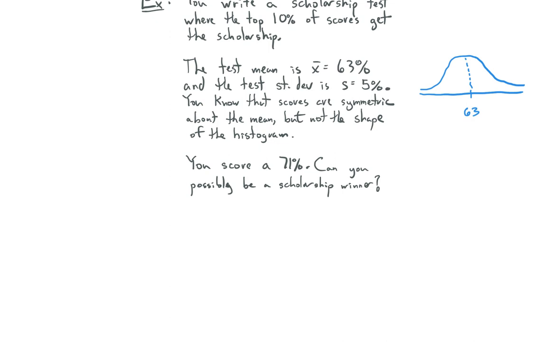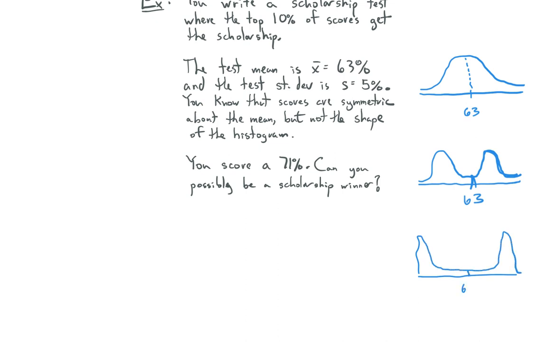But you're not told about the shape, so maybe it looks like this. Could look like that. There's 63 roughly. And I'm trying to draw these like a mirror image. That's what I'm going for here. Or maybe it looks even wonkier. Maybe it looks like this. Who knows? We don't know. But we do know that it's symmetric about the mean. Okay. And we score a 71% on this test. Is it possible that we're a scholarship winner? Well, let's use Chebyshev's theorem here to figure this out.